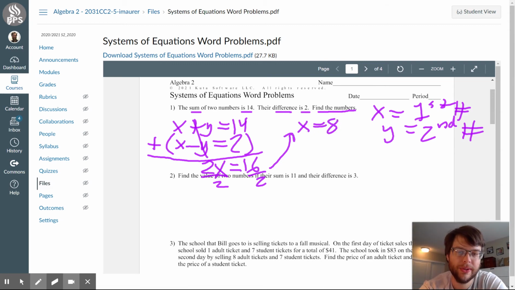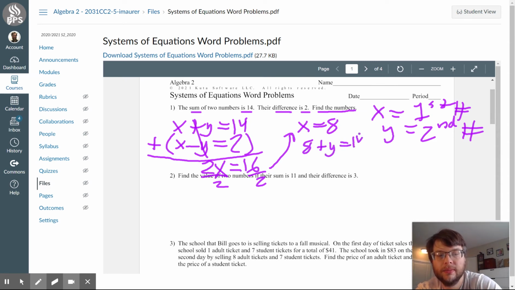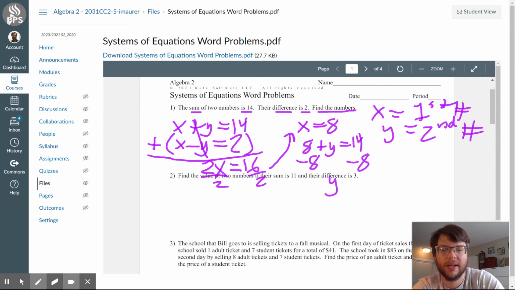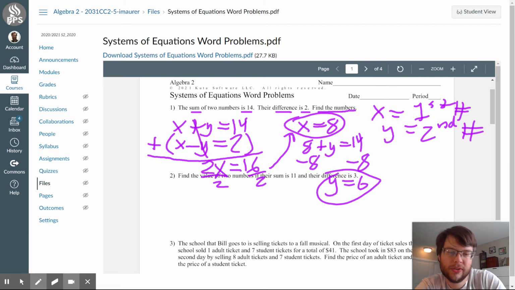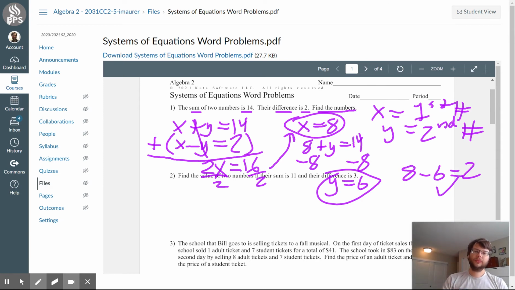I'm going to plug it into the very first equation to find the other number. 8 plus y is equal to 14. Then you subtract 8 because that's the opposite of adding, and you get y is equal to 6. 8 and 6. If you want to double check your answer, you can use the other equation: x minus y equals 2. That works out. So that's doing the first problem.